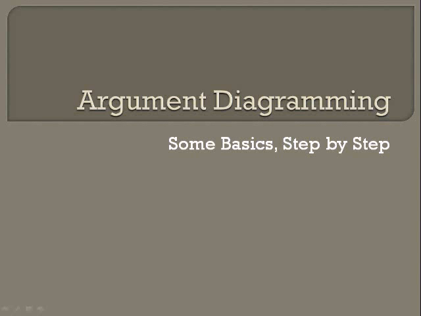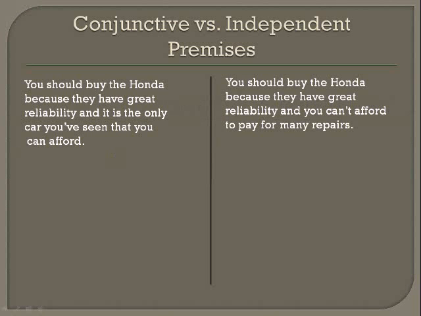Hello class, I decided to put together this video for Chapter 2 to help you work out some of the basics for argument diagramming. Firstly, one of the things you need to learn is when to use the plus sign versus two separate arrows when diagramming the relationship between premises and a conclusion.